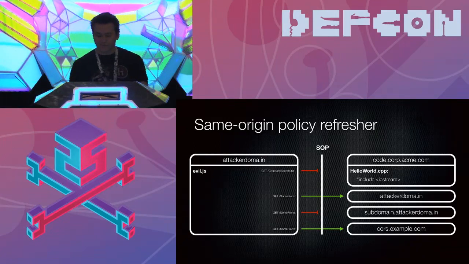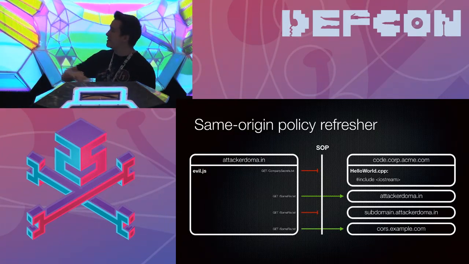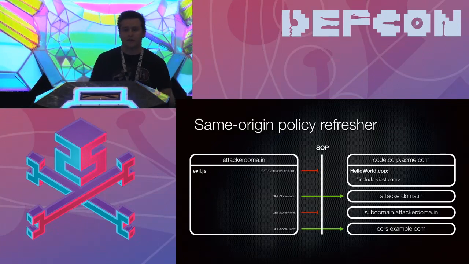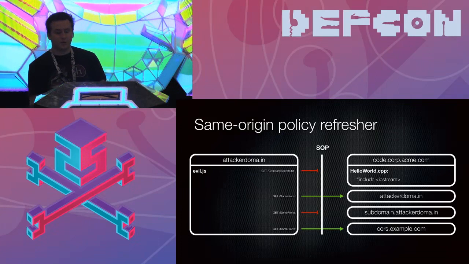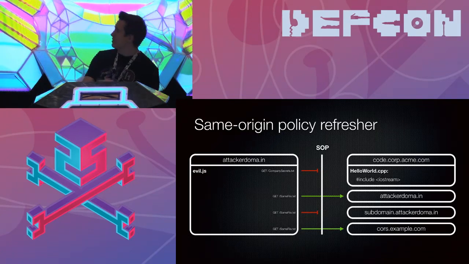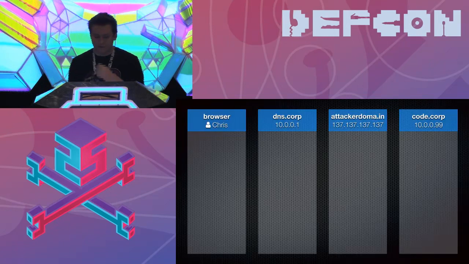All right, so how does DNS rebinding play into all of this? DNS rebinding allows us to essentially trick the browser into making what it believes are same origin requests that actually reach different servers on the back end. So let me get a little bit into how that works.